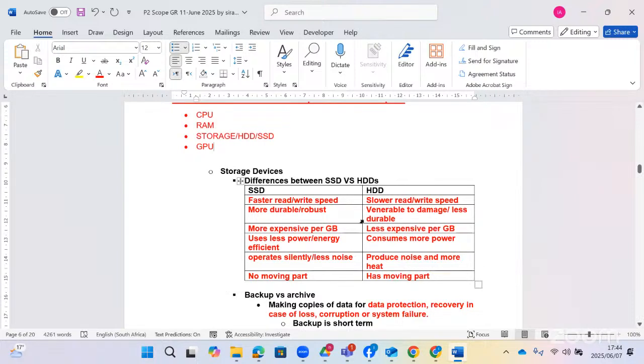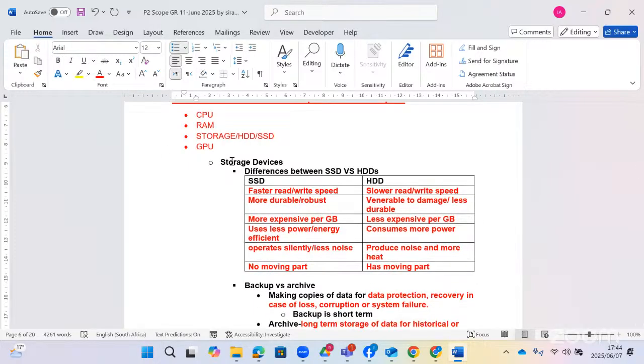Here, I just summarize the SSD and HDD, which you have to go through. Examiners like asking questions about finding the differences between the storage types, the SSD and HDD. You must know at least 2: more expensive per gigabyte and less expensive, faster read and write speed and slower read and write speed, more durable or less durable. You must know this.